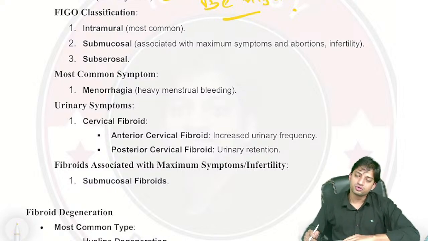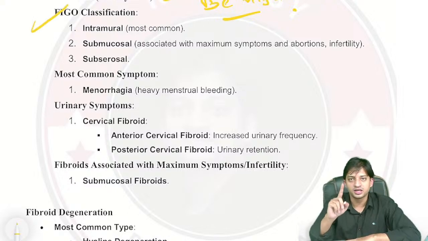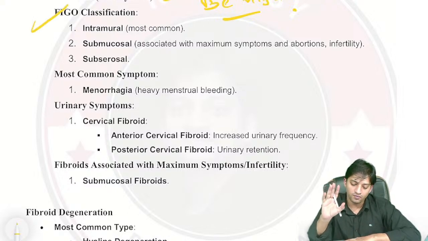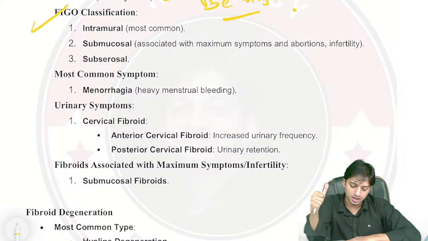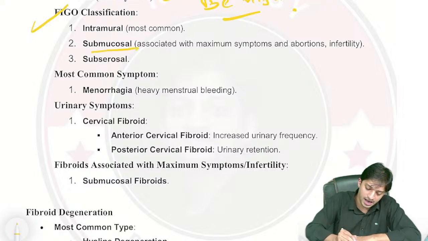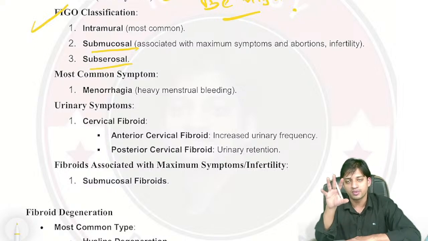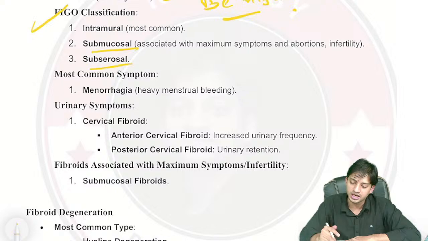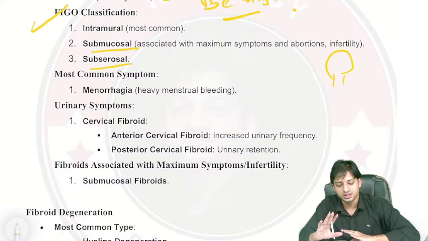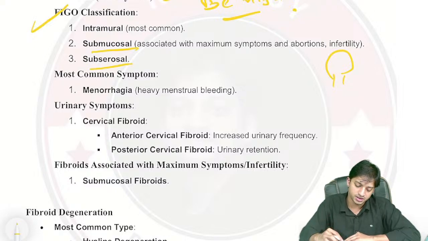Now, listen to me very carefully. FIGO classification related to leiomyoma they have asked. One is the most common type of fibroid they have asked you. It should be intramural, right? Submucosal and then subserosal type. Most common is the intramural leiomyoma. Then you can also have the submucosal, subserosal type. Pedunculated type is also there. FIGO classification is there, discussed for the leiomyomas.